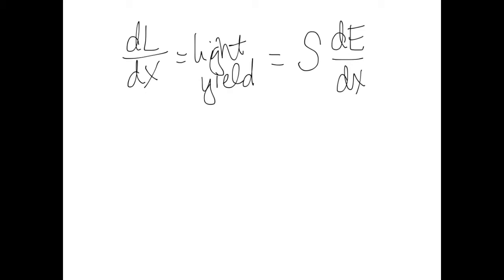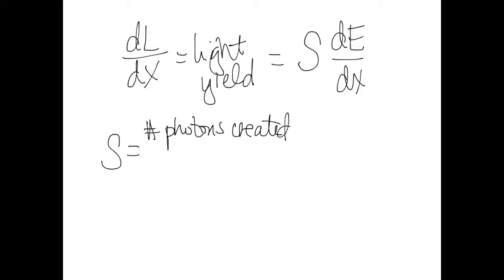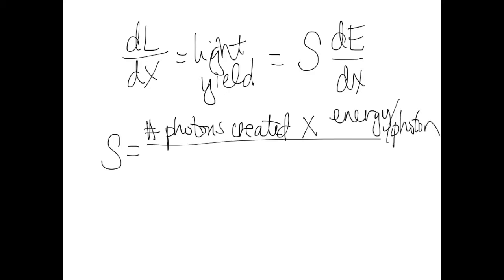Now this scintillation efficiency, S, is going to equal the number of photons created, multiplied by the light yield, or energy per photon, and then that is all divided by the total energy deposited.